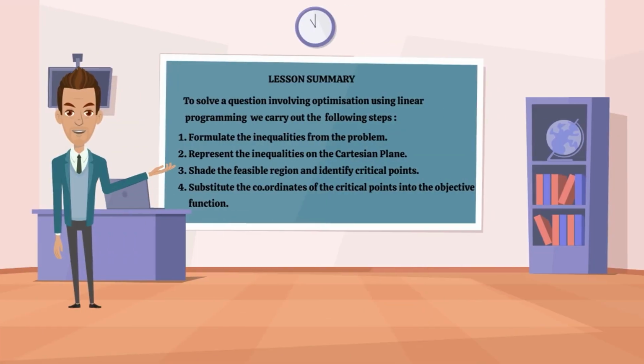So to close off class today, I would like to recap some of the steps we used to solve these questions. We formulated the inequalities for the problem, represented these inequalities on a Cartesian plane, shaded the feasible region, and identified critical points and substituted these points into the objective function.